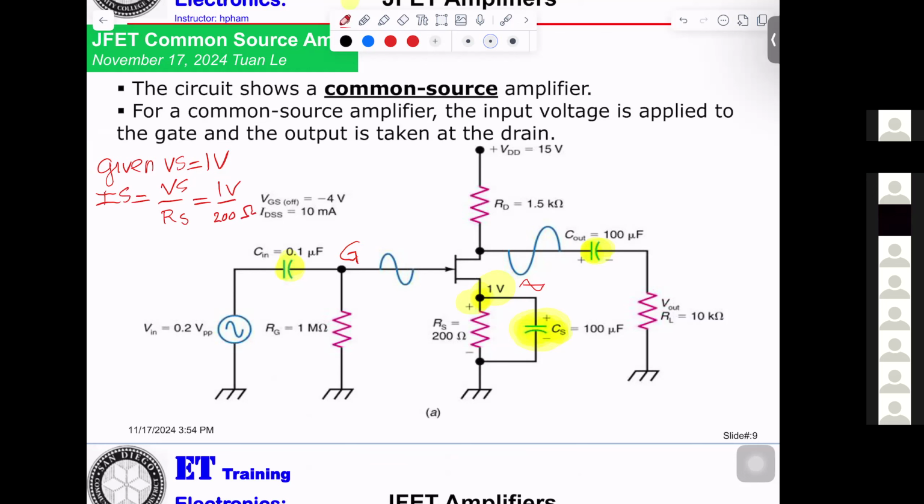Okay. Now, who can tell me what ID equals? ID is the same. Perfect. Because you said for the JFET, IS and ID are the same. Same. Yeah. Perfect. Mr. Pham tried to trick us. That means for the JFET, ID and IS will be the same.